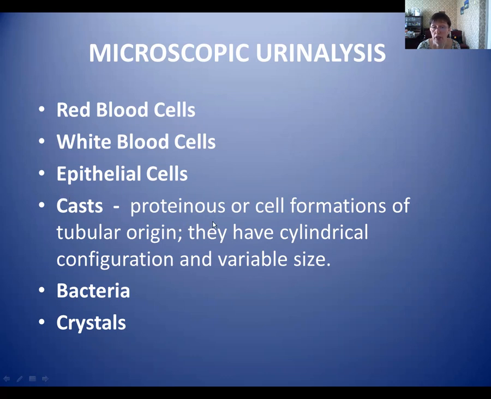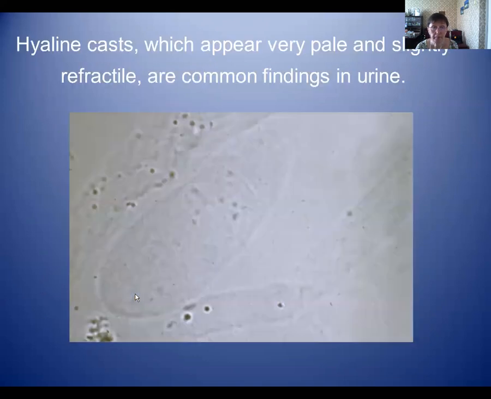Casts are proteinous or cell formations of tubular origin. So they may be developed only in the tubules, in the tubular lumen, and they have cylindrical configuration and variable size, and they are a sign of affection of the kidney especially. And then we can see also bacteria and different crystals.